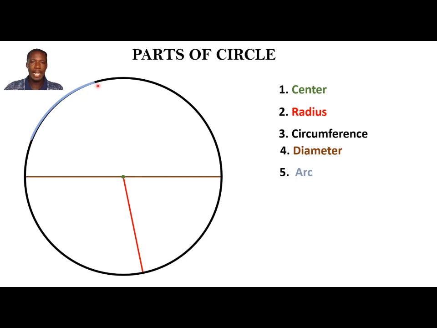Now the black line, from one end of the blue line, from here through here up to the other end of the blue line, is also an arc. And so an arc can be short, an arc can be very long.